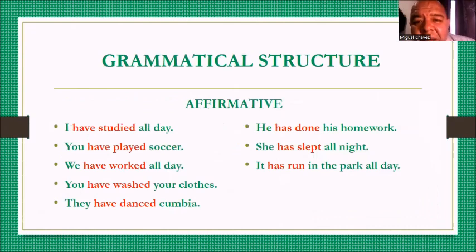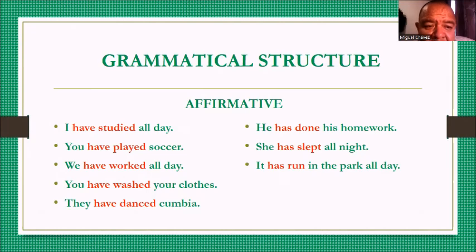Let's check the grammatical structure for this tense. In the affirmative sentences, we are going to use the auxiliary verb have. But remember that have changes its form with the third person: has. Then check the examples that we have here about these subjects. I have studied all day. You have played soccer. We have worked all day. You have washed your clothes. They have danced cumbia.